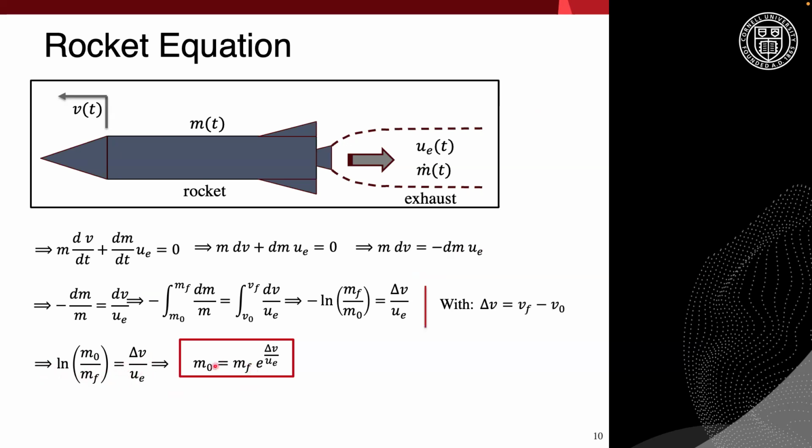So we get the initial mass of the rocket m0 as a function of the final mass of the rocket mf, and as a function of delta v, which is the change of velocity that we want to achieve for the rocket divided by ue, which is the velocity of the exhaust gas. And this is what we call the ideal rocket equation. As I mentioned initially, we call it ideal because we have neglected the external forces that are applied to the rocket.